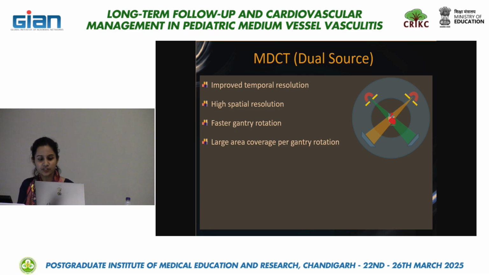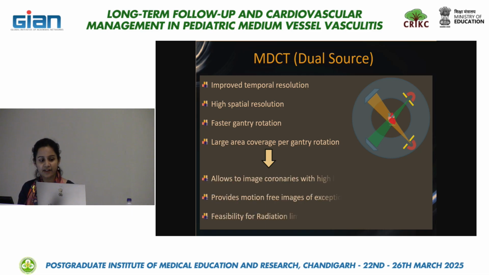In a dual source CT scanner, there are two sources which both cover half of the volume of the heart, so even in very little time we are able to cover the entire volume of the heart. To perform a coronary CT, particularly in the pediatric age group within the prescribed radiation limits, it is not only important that the protocols are right, it is also important that we have the right hardware, like this dual source CT scanner, in which a large area is covered per gantry rotation.